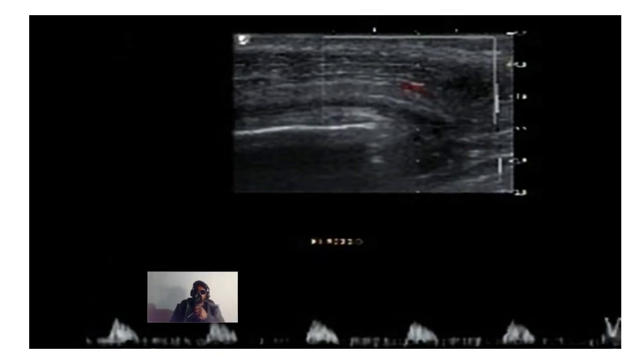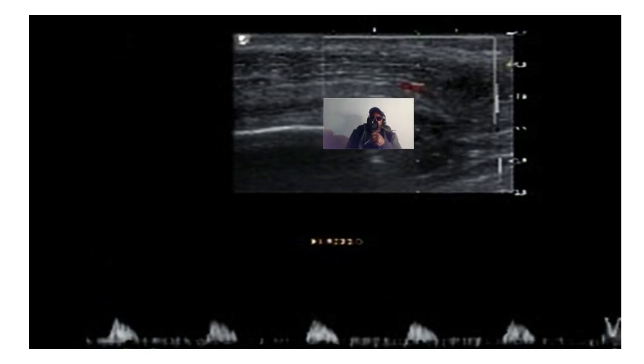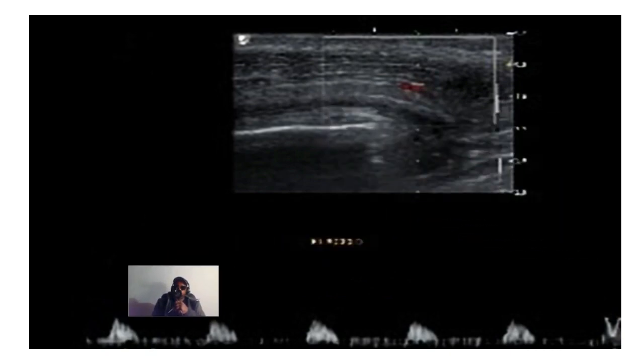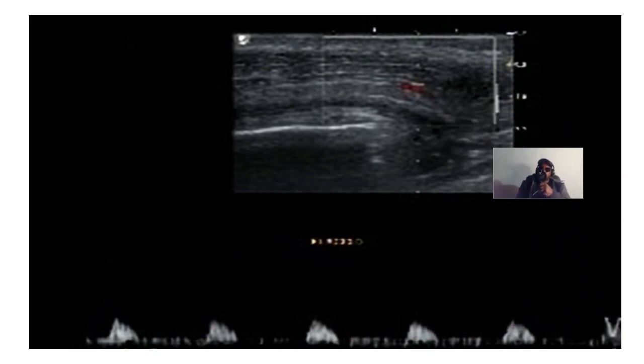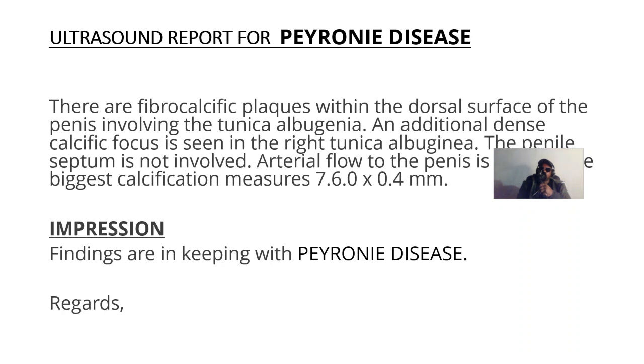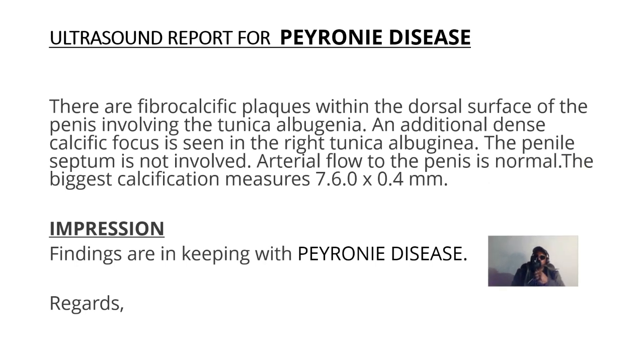So this is the normal blood flow of the penis. You can see the waveform there. So let me talk about a typical or sample report that you have to write when you see a person presenting with Peyronie's disease. So when you see those multiple calcifications, this is how you can report on them.